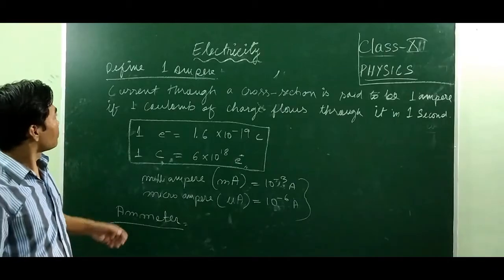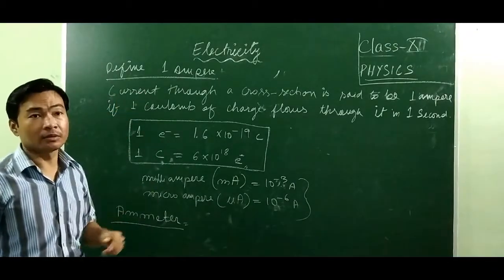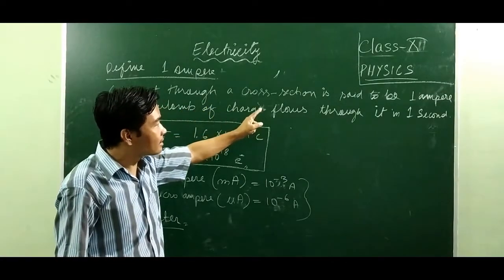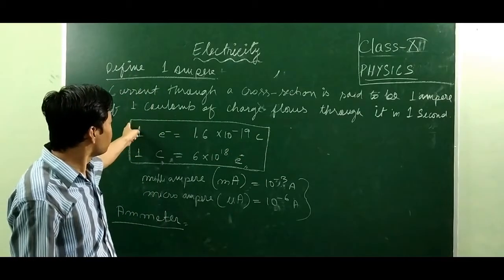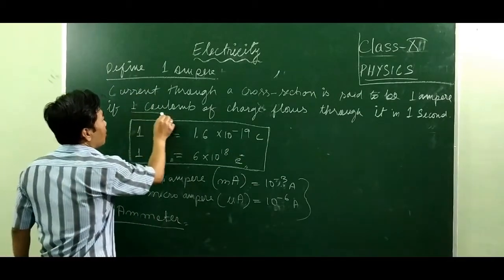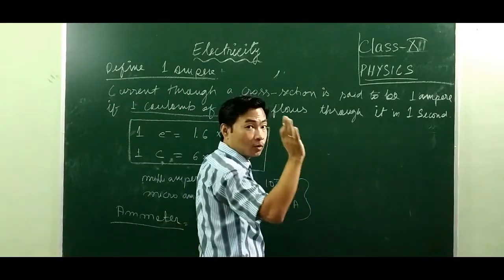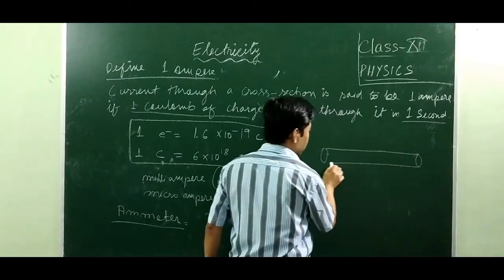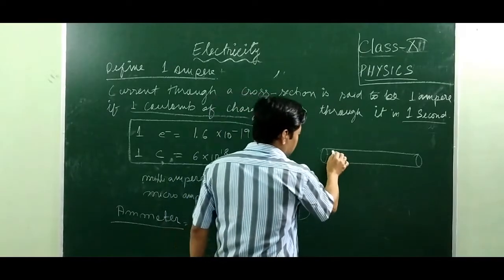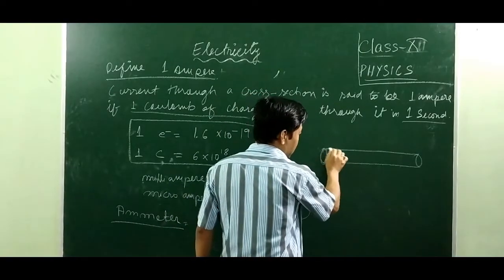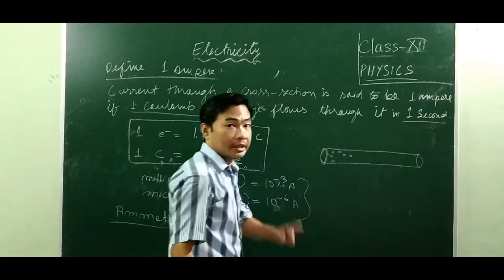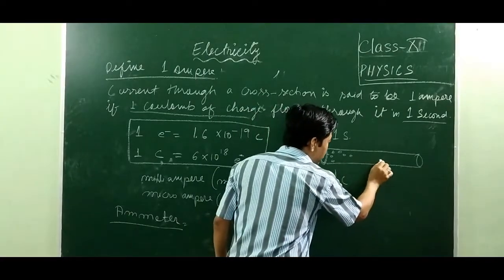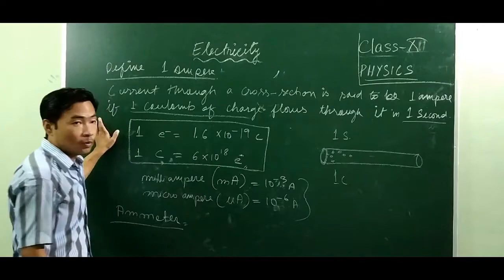Okay, sometimes questions might come like define 1 ampere, or what is 1 ampere. So current through a cross section is said to be 1 ampere if 1 coulomb of charge flows through it in 1 second. That means this is our conductor, a wire, let's say it is a copper wire, and in this cross section of the conductor, if in 1 second 1 coulomb of charge flows through it, that is called 1 ampere.